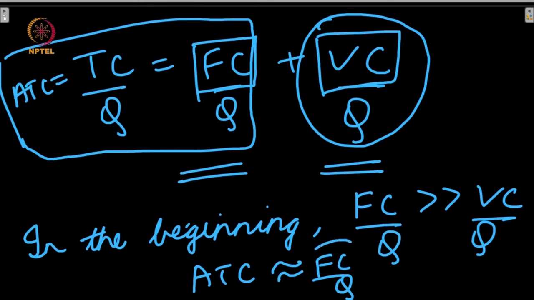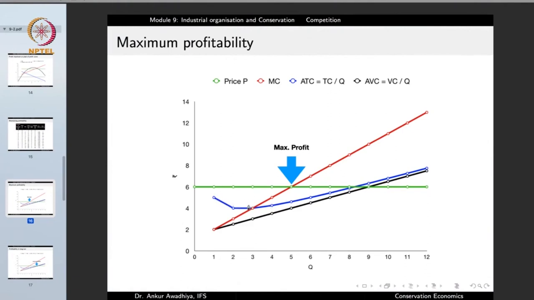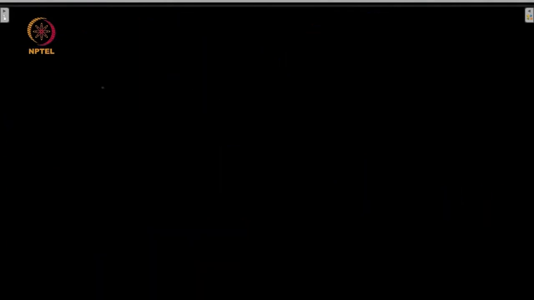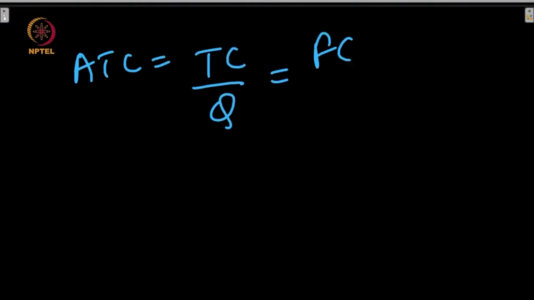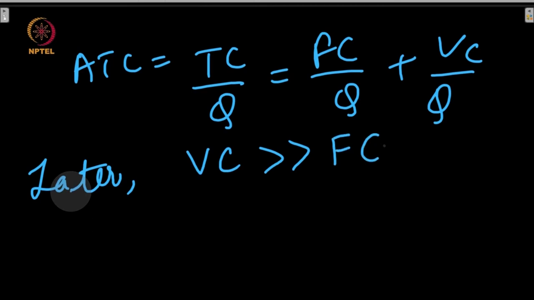Now, FC is fixed, because this is a fixed cost. As Q goes on increasing, the average total cost will go on decreasing. So in the beginning, what we observe is that the average total cost goes on decreasing, because here the fixed cost is more, the variable cost is very small, and with increasing quantity of goods, the average fixed cost goes on decreasing. But then at a later stage, average total cost is total cost by Q, which is fixed cost by Q plus variable cost by Q. So later, we will find that the variable cost has increased, and so the variable cost is now greater than the fixed cost.